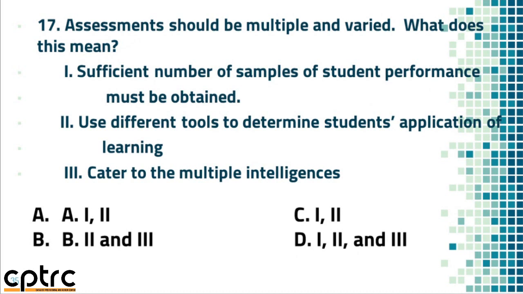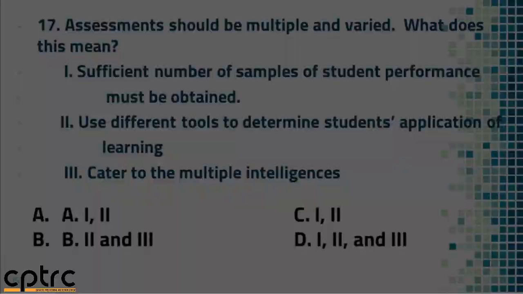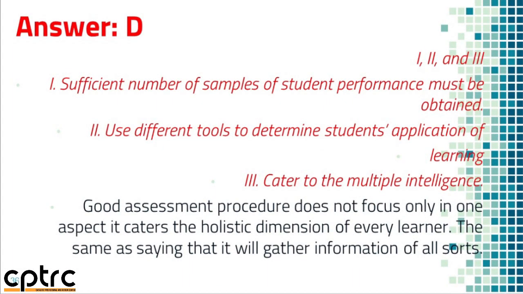Item number 17. Assessments should be multiple and varied. What does this mean? We have three statements here. Let's try to scrutinize the three statements that would describe the question. So the correct answer is letter D. All the statements 1, 2, and 3 best explain the question being asked. Because a good assessment procedure does not focus only on one aspect. It should cater to the holistic dimension of every learner. The same as saying that it will gather information of all sorts. That is the best explanation why assessment should have multiple and varied ways to assess students' learning.